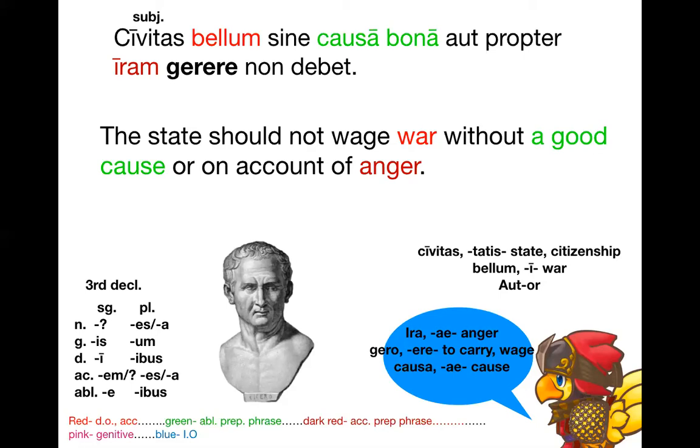So this is how I'm ordering it, as though the verb is happening very early on in our version of the sentence because we're English speakers. But if you wanted to, you could say the state without good cause or on account of anger should not wage war, right? We can translate these two separate prepositional phrases before we actually get to the verb, either way, before or after the verb.